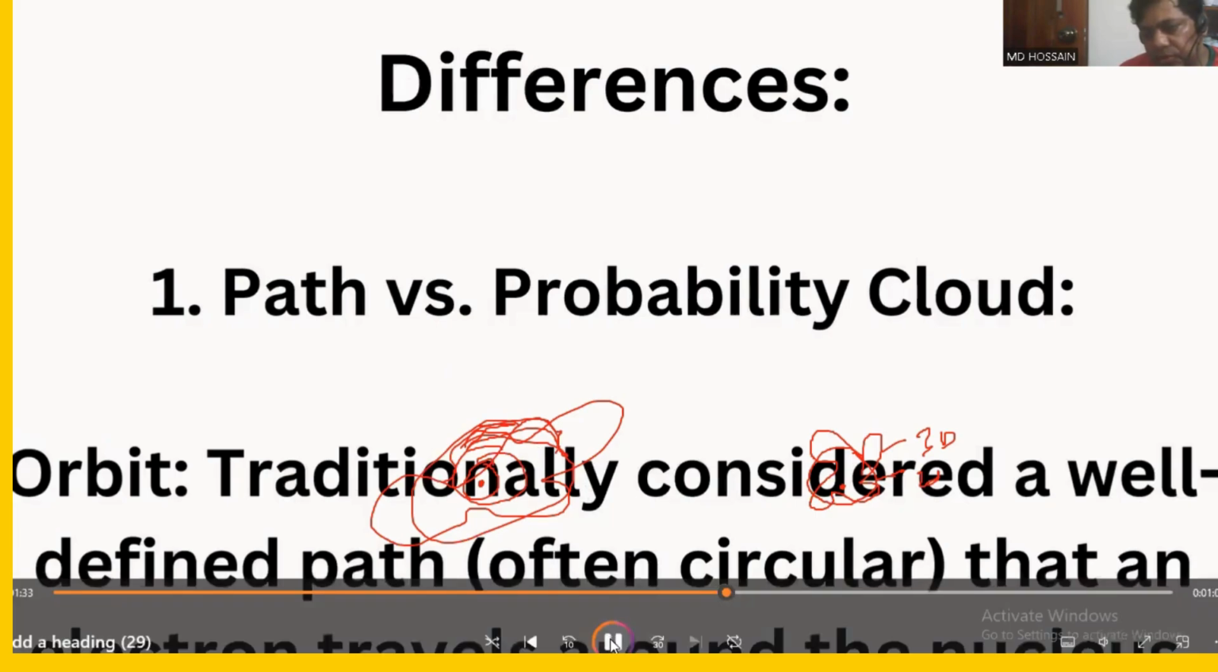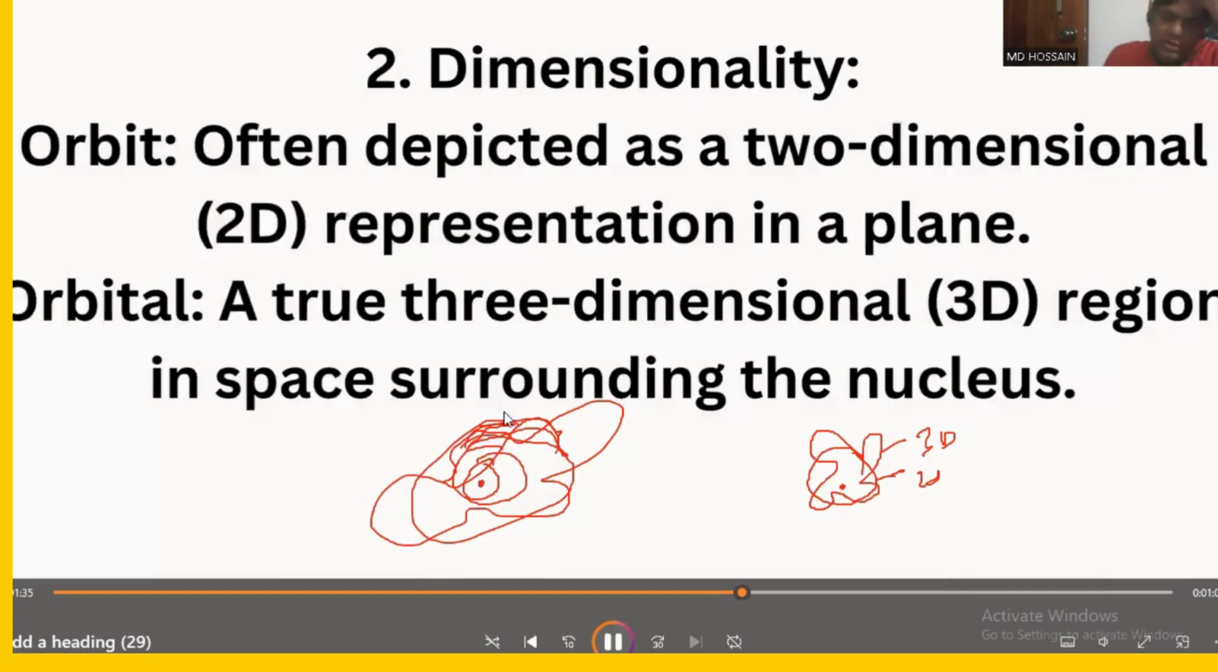The next slide, 2. In this slide we can see here orbit and orbital can also be differentiated in terms of dimensionality. What is dimension? Dimension means the length, that is longitudinal behavior, and the wideness and the depth. In case of orbit, it has 2 dimensions. In case of orbital, it has 3 dimensions.